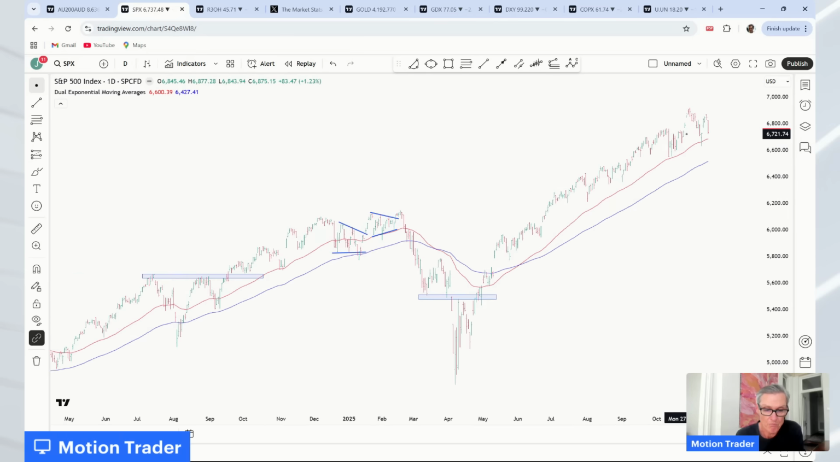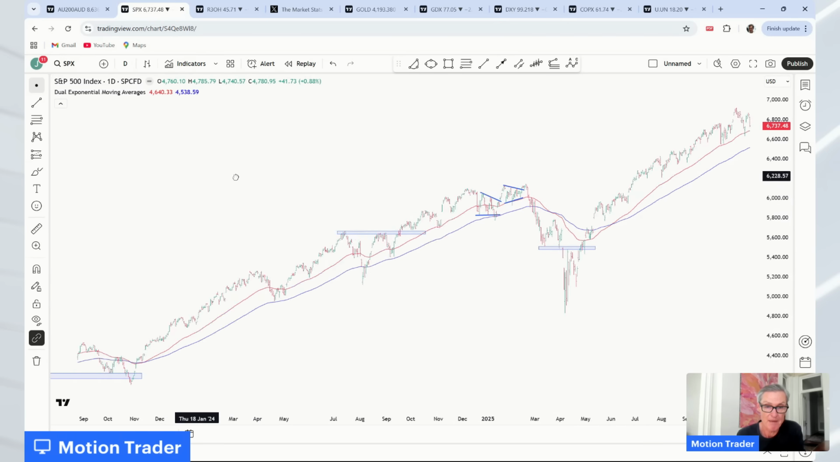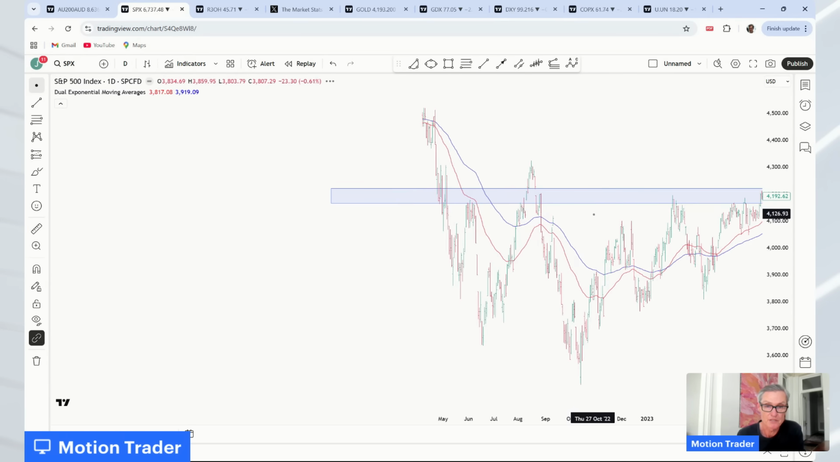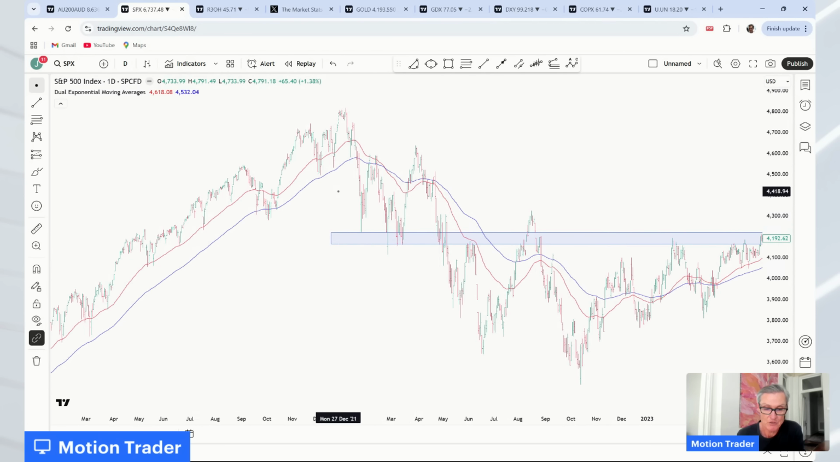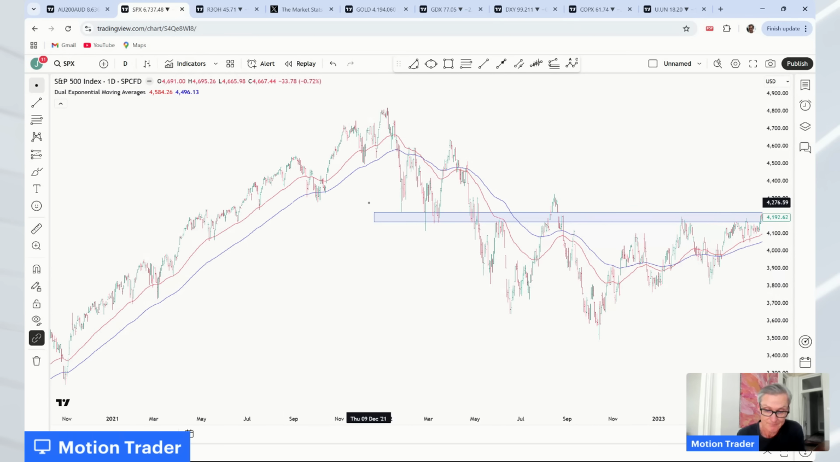Now, people will point out that, yeah, that's all well and good, but this condition is also true prior to pullbacks. And that's true. For example, let's go back to 2022. You can see rising moving averages, prices above the moving averages, but that was the top. Prices then started to come back, and it was a lasting top that went on for 18 months or so. So, as I say, that also met that bullish criteria.